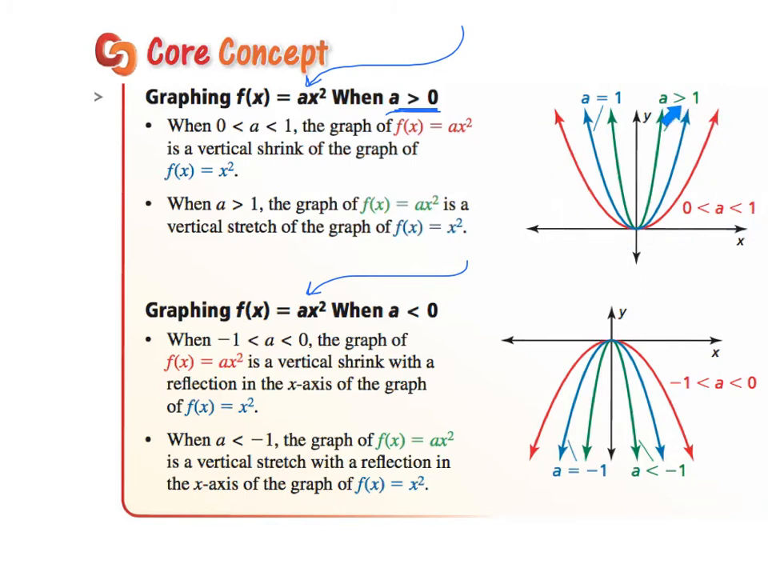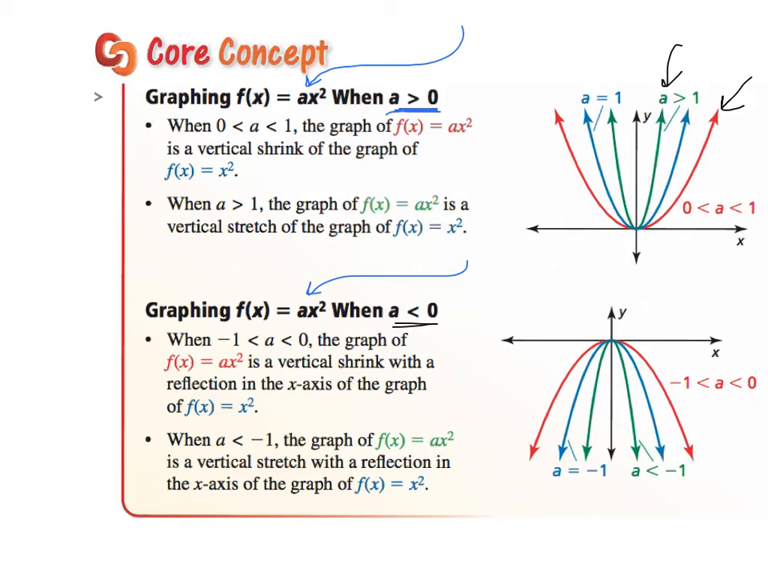But if it's greater than 1, look at this. If it's greater than 1, it makes it steeper. So actually it's a vertical stretch. So a vertical shrink pulls it left and right. It's getting wider. A vertical stretch means it's getting narrower. It's getting a higher value. So this green is when the number is bigger than 1. The red is when it's less than 1 but bigger than 0.